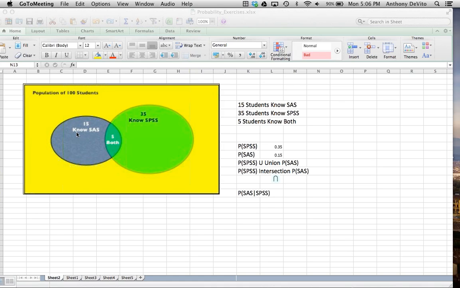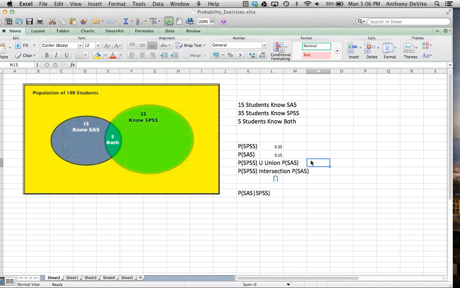They know both. So really, there's 10 students that know only SAS. There's 30 students that know only SPSS. And there are 5 students that know both. So if we want to know the probability of a student knowing either SPSS or SAS, in other words, the union of those two groups, that's going to be equal to 15 plus 35 minus the 5, divided by 100.